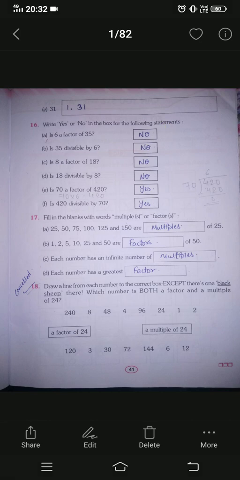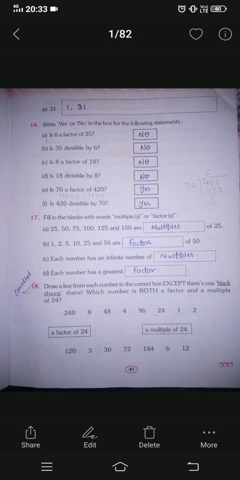Okay children, so next question is question number 16. They are asking, write yes or no in the box for the following statements. Again, like true and false we have to do. Is 6 a factor of 35? Okay, 6 is a factor of 35 means 35 is divisible by 6 or not. So it is not. 30 is divisible by 6 and 36 is divisible by 6, not the number 35. Okay, so we will write no here.